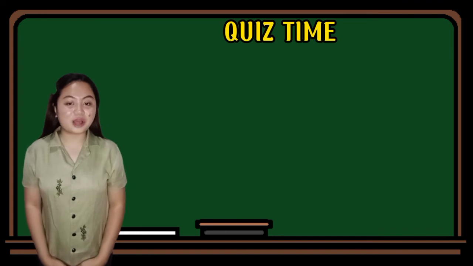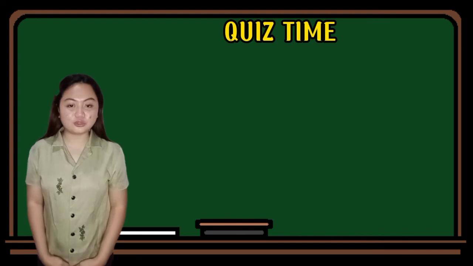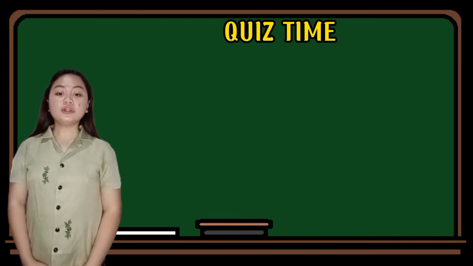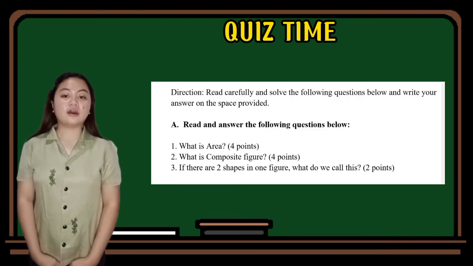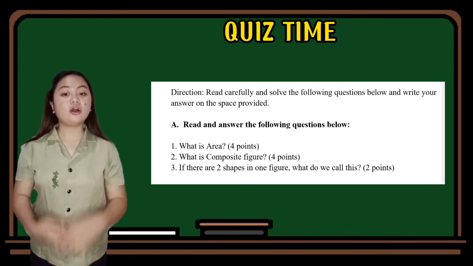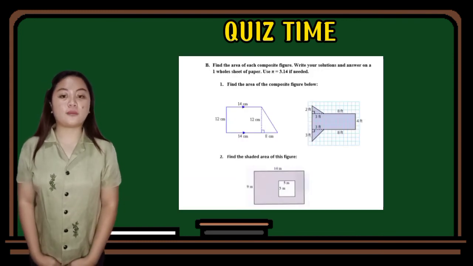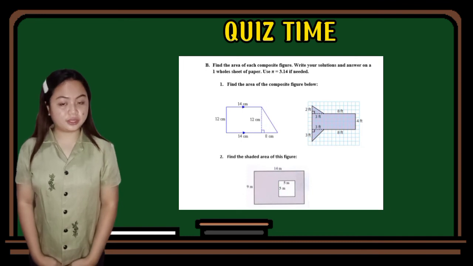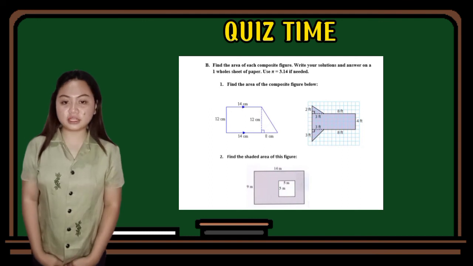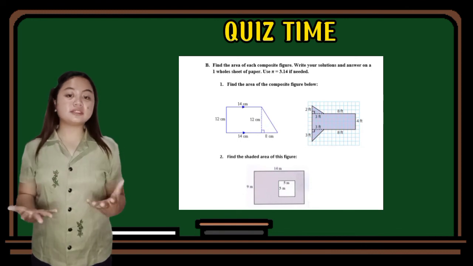Okay, since we are done with our discussion, we will be having a quiz to make sure that you already understand our lesson for today. So, I prepared two quizzes. For your first quiz, this is the direction: read carefully and solve the following questions below, and write your answer in your quiz notebook. For your second quiz, find the area of each composite figure. Write your solutions and answer on one whole sheet of paper. Use pi 3.14 if needed. I will give you 10 minutes to finish your quiz. So, your timer starts now.